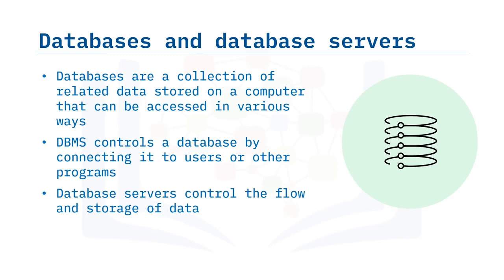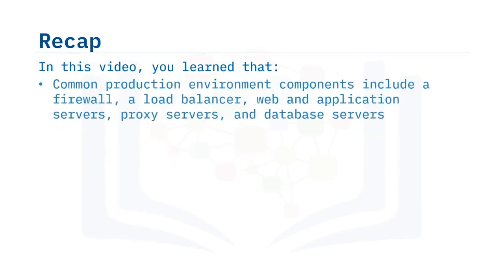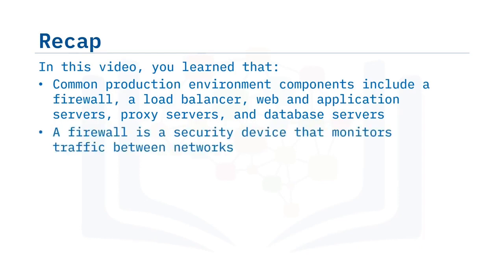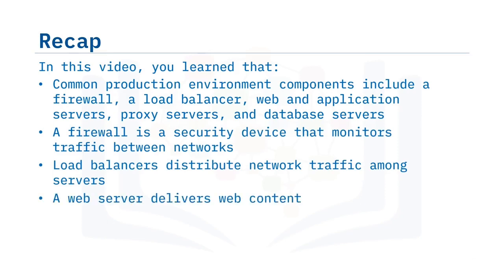In this video, you learned that common components needed for a production environment include a firewall, a load balancer, web and application servers, proxy servers, and database servers. A firewall is a security device that monitors traffic between networks. A load balancer distributes network traffic among servers. A web server delivers web content, such as web pages, files, images, and videos, to a client.